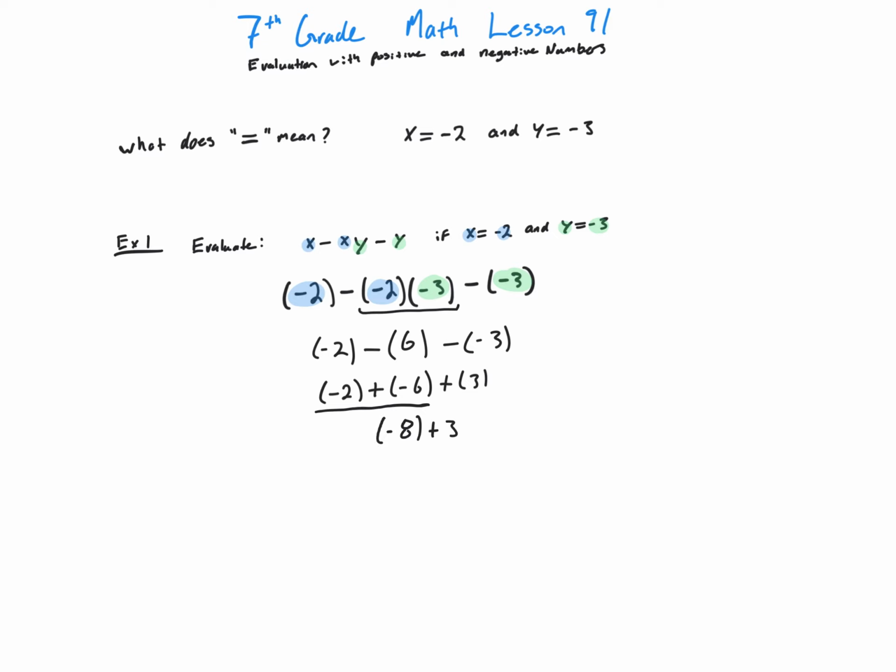Then I'm going to add to that 3. I'm going to add those two together. Those have different signs, so I'm going to subtract. 8 minus 3 is going to be 5, and I'm going to keep the sign of the quote-unquote bigger one, the one that's further from 0, so 8. So my answer is going to be -5. Whenever I evaluate this expression, when x is -2 and y is -3, I get -5.